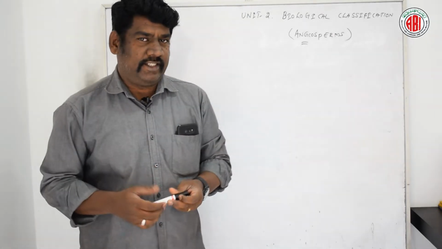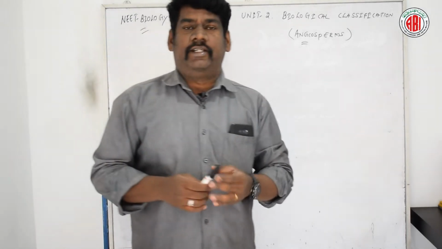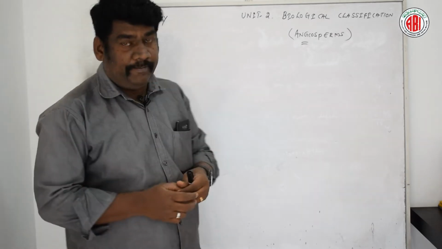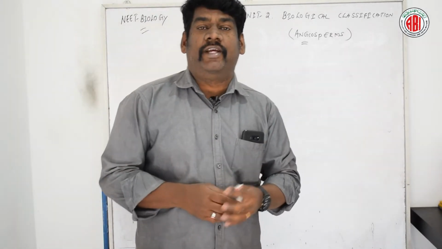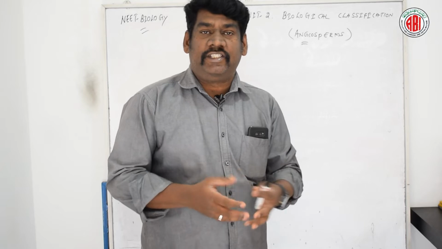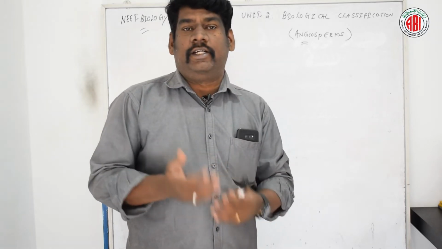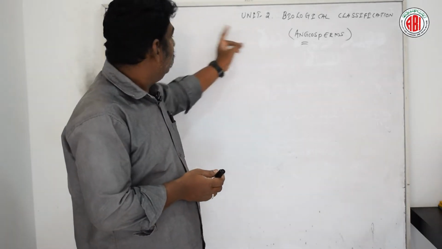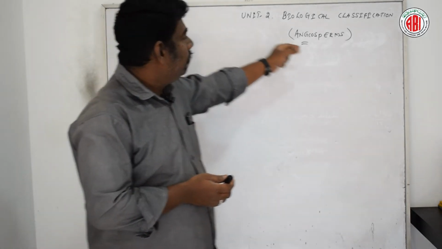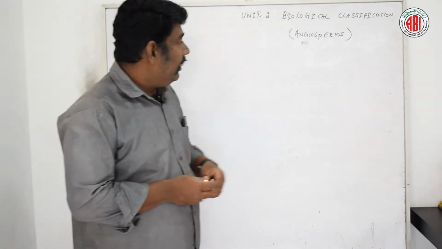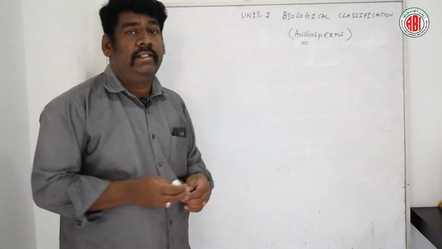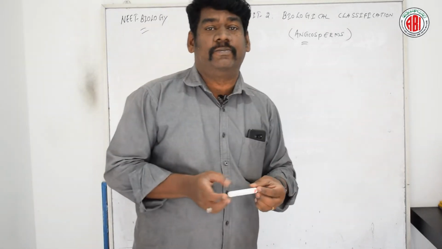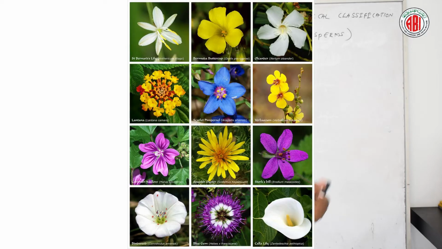Based on that, we are discussing each and every chapter in detail from the subjects biology and chemistry, followed by the previous year question papers and the question paper model. In that category, today we are going to discuss NEET Biology Unit 2, Biological Classification. In that chapter we are going to discuss the topic called angiosperms. Let's start.